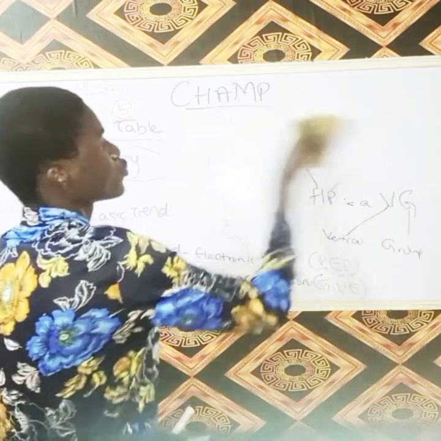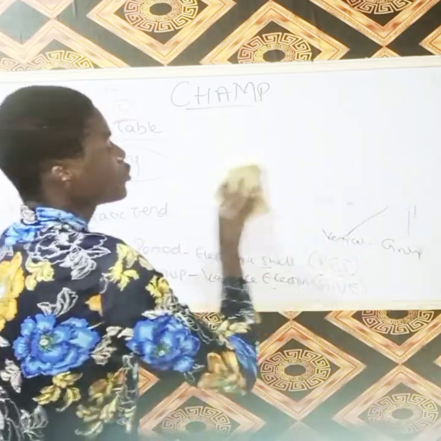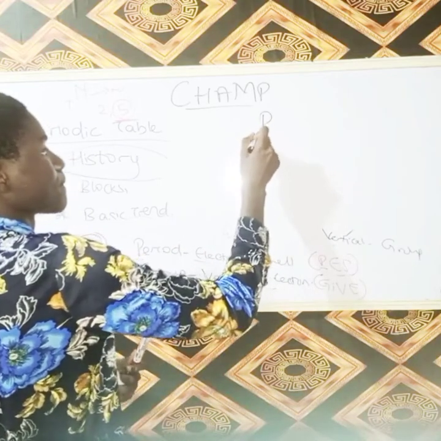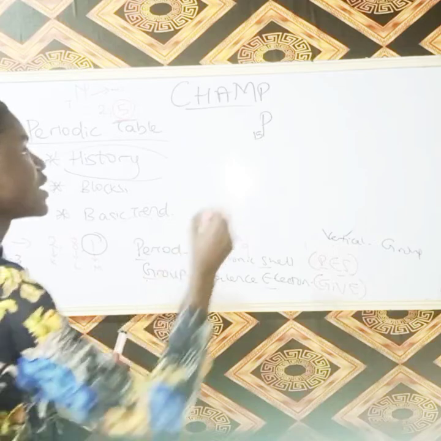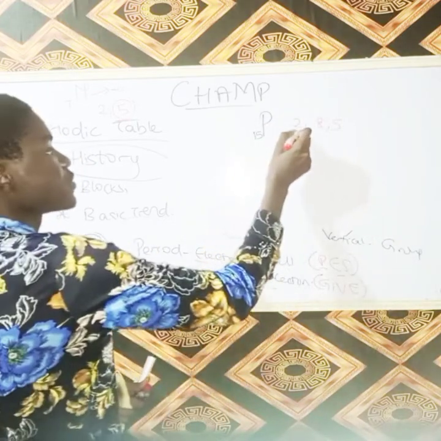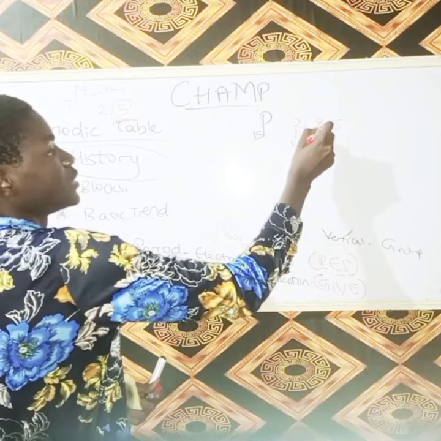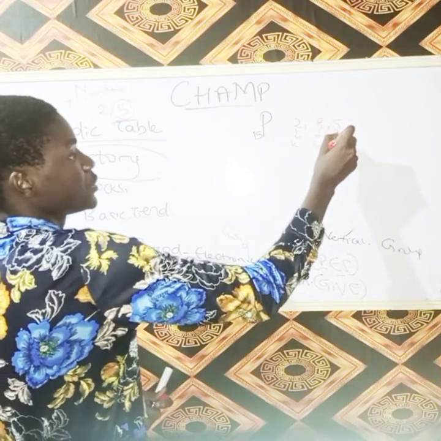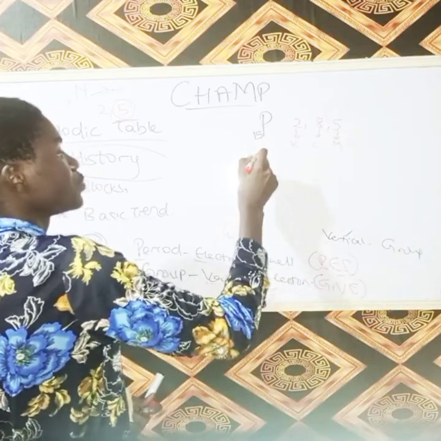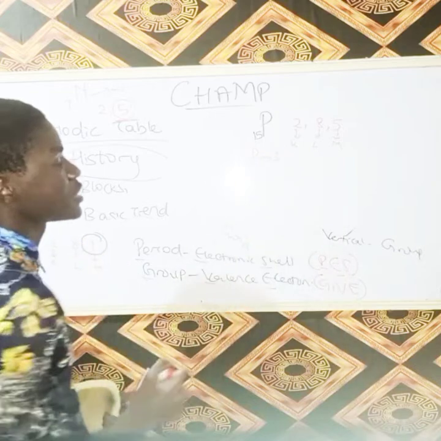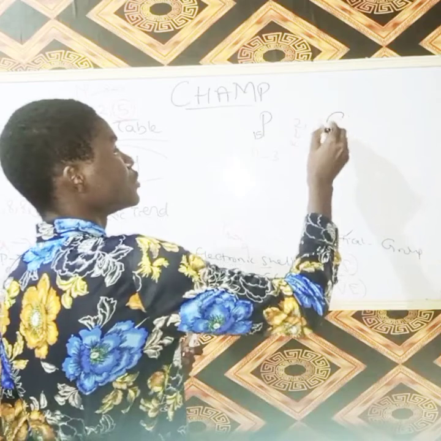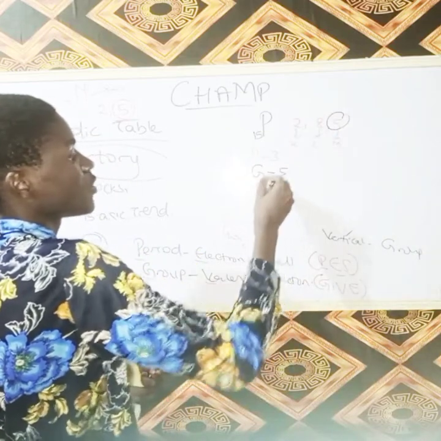Let's try out another one. Let's try out phosphorus. Phosphorus is atomic number 15. If you have to write it, that would be 2, 8, 5. This is the K shell, this is the L shell, this is the M shell. The number of shells is 1, 2, 3. So the number of shells, which is the period, will be 3. So it's in period 3. Then the group is the outermost one, this one. So it's in group 5.